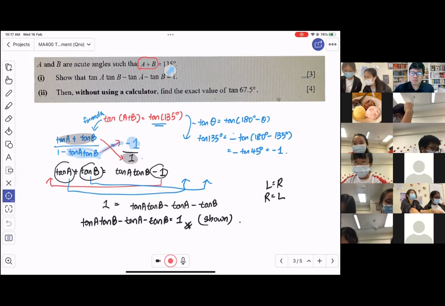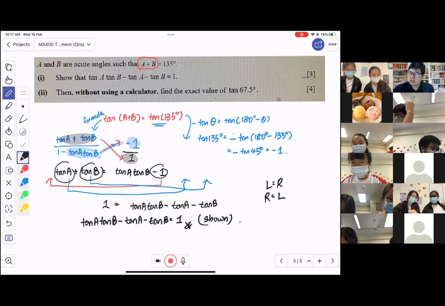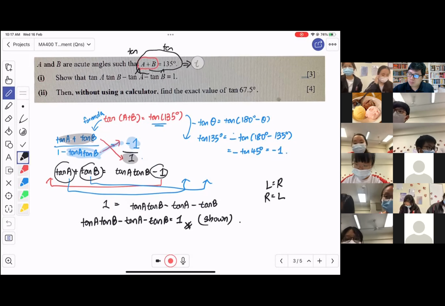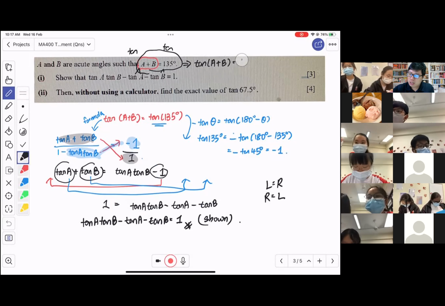Because A plus B is equal to 135, naturally, if I take tangent on both sides, I add a tangent on the left and a tangent on the right, I can infer that tangent of A plus B is equal to tangent 135, which is equal to negative 1.